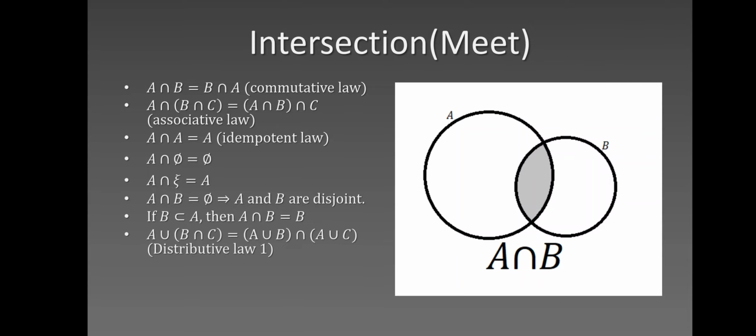Now the next one is the distributive law. Now the distributive law is a combination of both union and intersection. So A union (B intersection C) is equal to (A union B) intersection (A union C). So here what is happening, the union operation is getting distributed over intersection. And similarly the next one, A intersection (B union C) is equal to (A intersection B) union (A intersection C). Here the intersection operation is getting distributed over union. Fine.